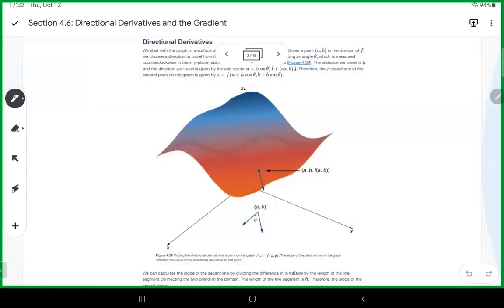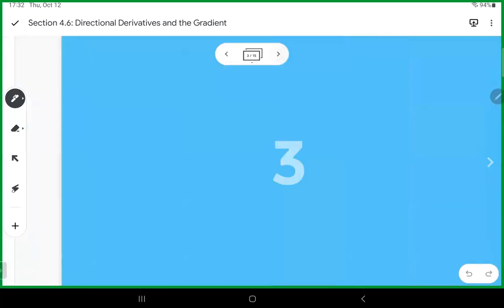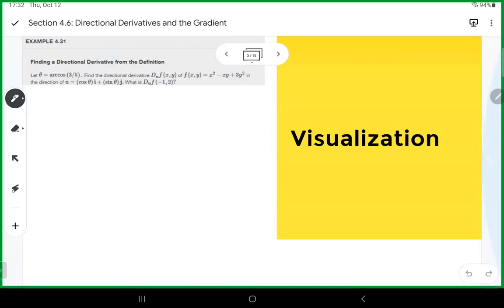All right, so again, realize that some of this stuff you get a little bit better when you get the PDF, so you don't have to worry too much about actually grasping that part there. Okay, so here's our first example, finding a directional derivative from the definition.